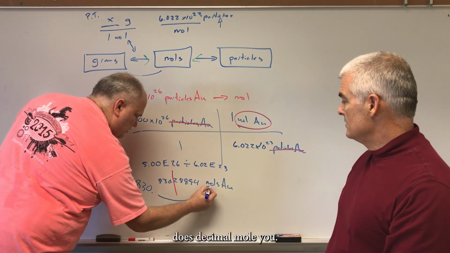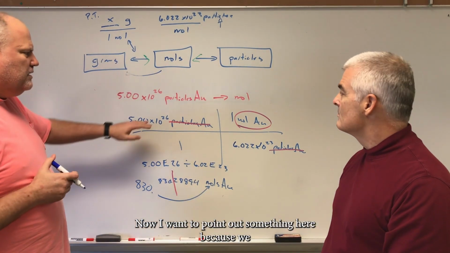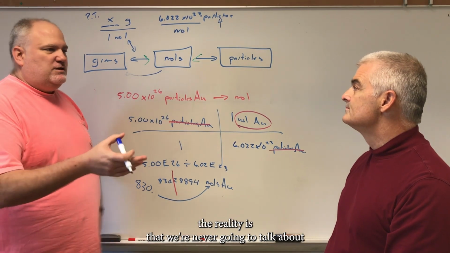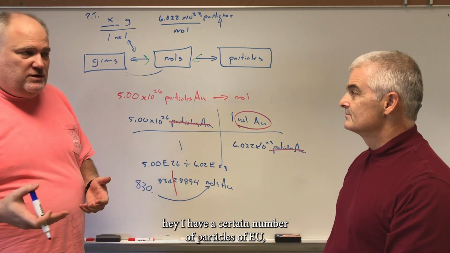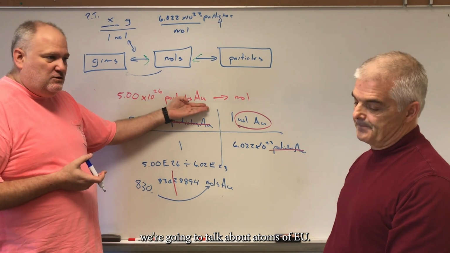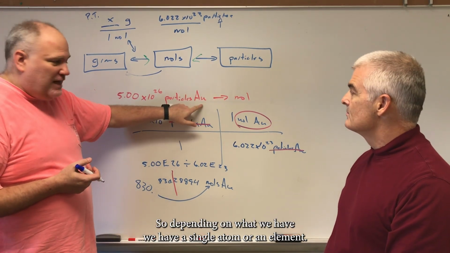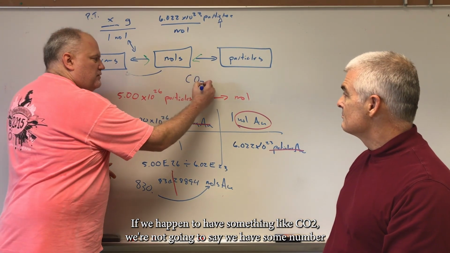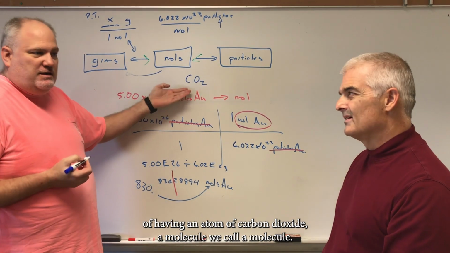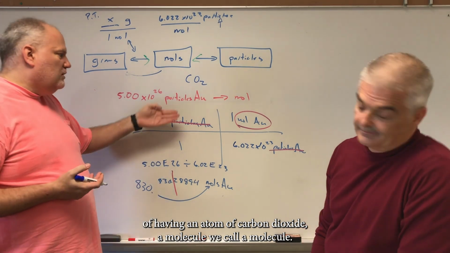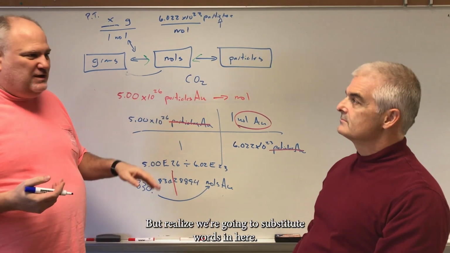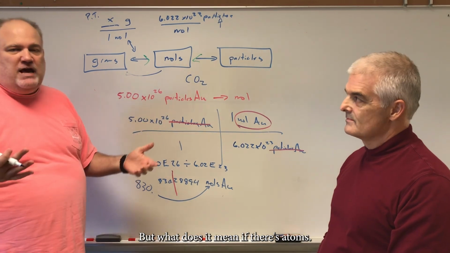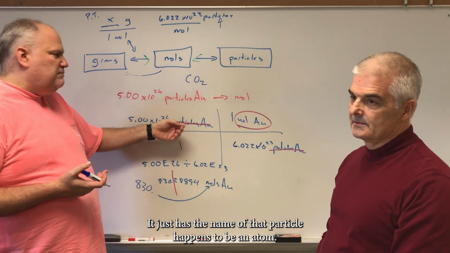Decimal mole AU. Now, I want to point out something here because we took the generic particles of AU in here. The reality is that we're never going to talk about having a certain number of particles of AU. We're going to talk about atoms of AU. So depending on what we have, if we have a single atom of an element, we're going to call it an atom. If we happen to have something like CO2, we're not going to say an atom of carbon dioxide. We call it a molecule. So right now we just put the generic in here, but realize we're going to substitute words in here. Don't be frightened. Be like, wait, I understood particles, but what does it mean if there's atoms? It's just that the name of that particle happens to be an atom.